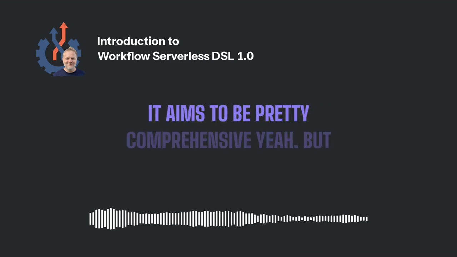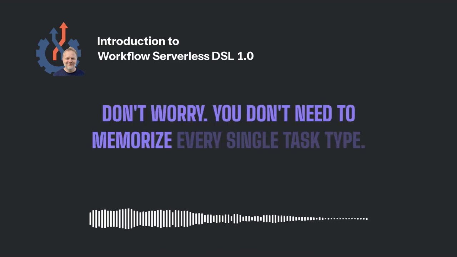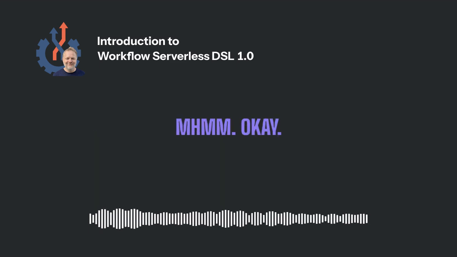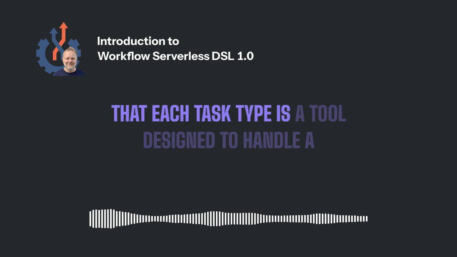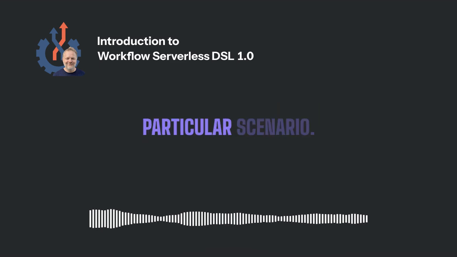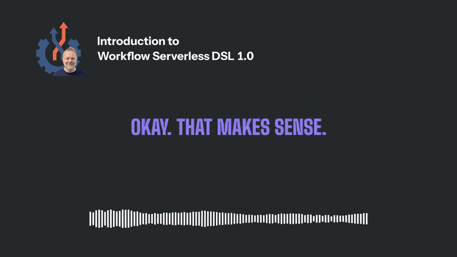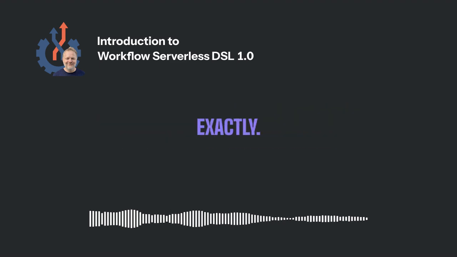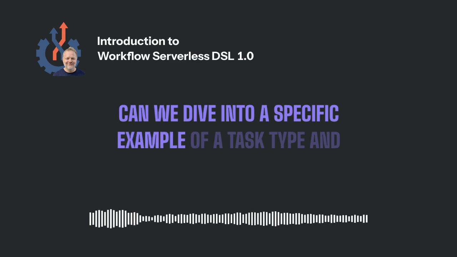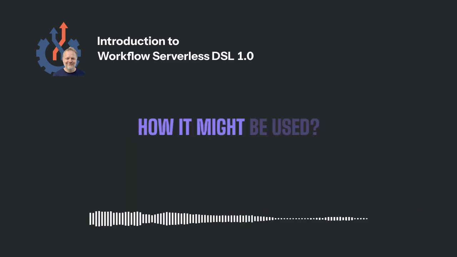It aims to be pretty comprehensive, but don't worry, you don't need to memorize every single task type. What's important is understanding the concept that each task type is a tool designed to handle a particular scenario. Okay, that makes sense. So it's like having a Swiss Army knife of automation tools. Exactly. Can we dive into a specific example of a task type and how it might be used?